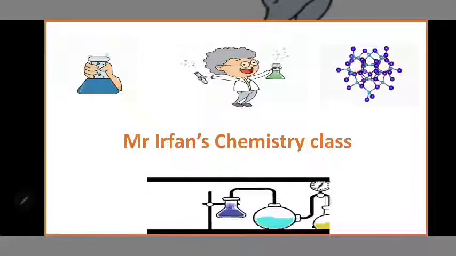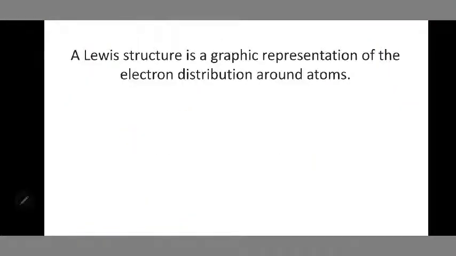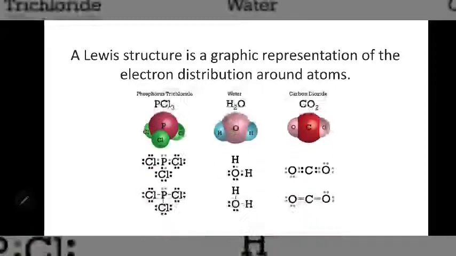Today we're going to talk about Lewis structures. What is a Lewis structure? It's a graphical representation of the arrangement of electrons around an atom or a molecule or a compound. So how the atoms are drawn graphically, so we can see where they are placed around the atoms. Some examples: we've got phosphorus trichloride, water, carbon dioxide. You can see the 3D structures and then the Lewis structures.